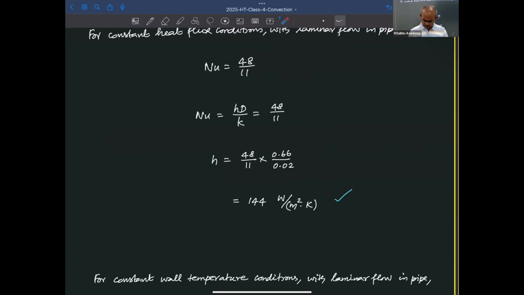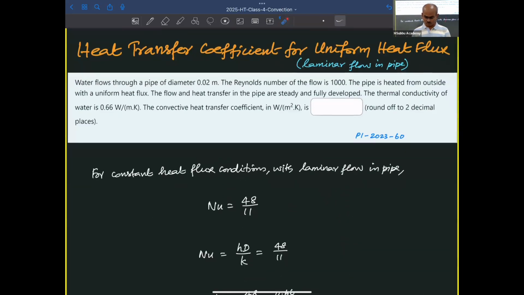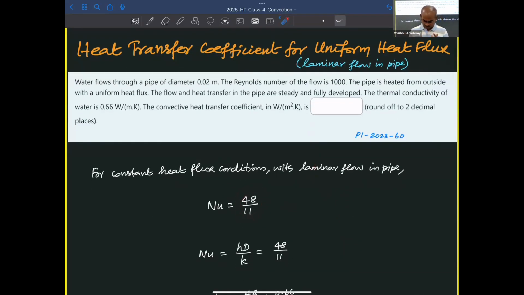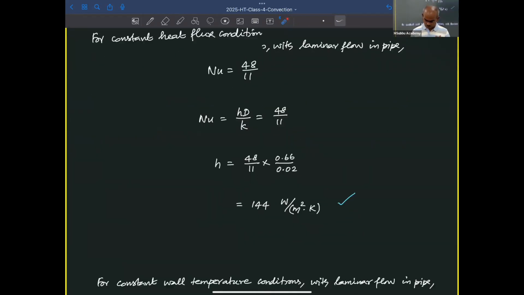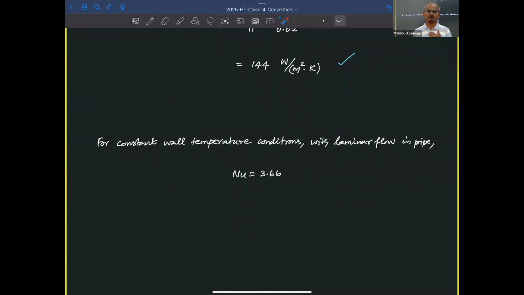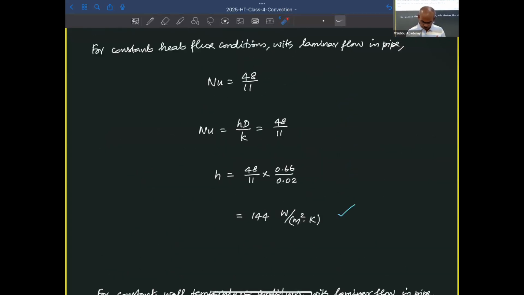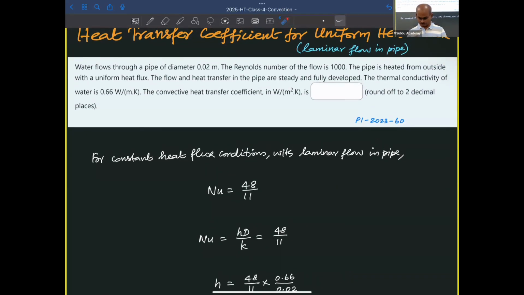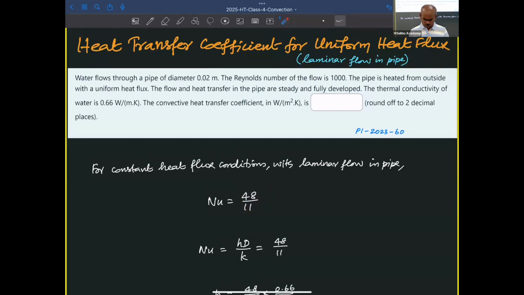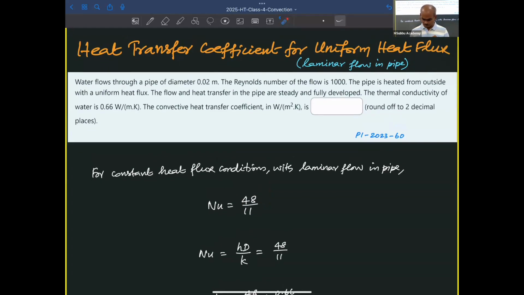Of course, for this number a lengthy derivation is also available in books, but let us not worry. We need to memorize these two values: 3.66 for constant wall temperature and 4.36 for constant wall heat flux. Constant wall heat flux is possible by having a resistance heater surrounding a pipe material. Constant wall temperature is possible whenever there is a condensing phase change operation happening around the tube.